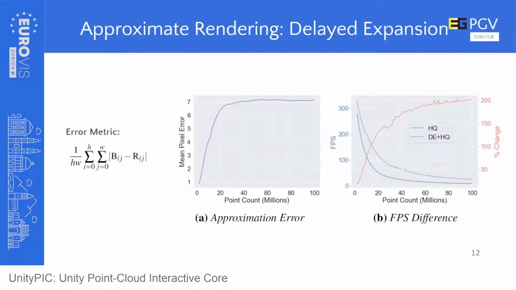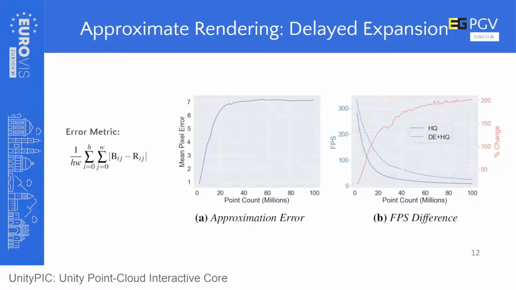We've performed experiments to assess the degree of error sustained and the performance increase across a range of point budgets. The error metric used is the mean pixel error, which is simply the average pixel difference across all pixels. The experiment showed that the error converges after about 40 million points to 7. The maximum value of a pixel is 255, so that is roughly 2.7%.